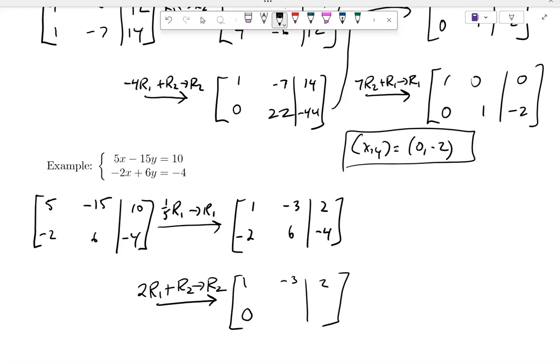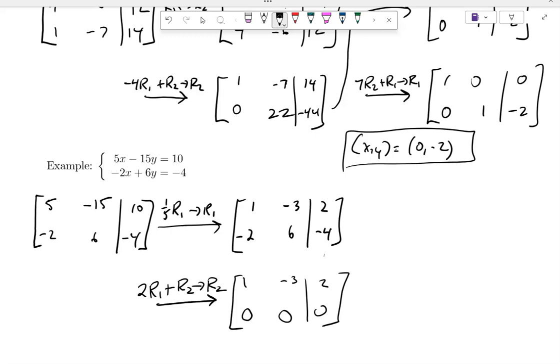What's the next entry going to be? Also a 0, right? 2 times negative 3 is negative 6, plus 6 gives you 0. What's the last entry? Also 0. 2 times 2 is 4, plus negative 4 gives you 0. We're now done with the process, right? I can't do anything else. What does the last row tell you? Yeah, it's infinitely many solutions, right? It says 0 equals 0, correct?